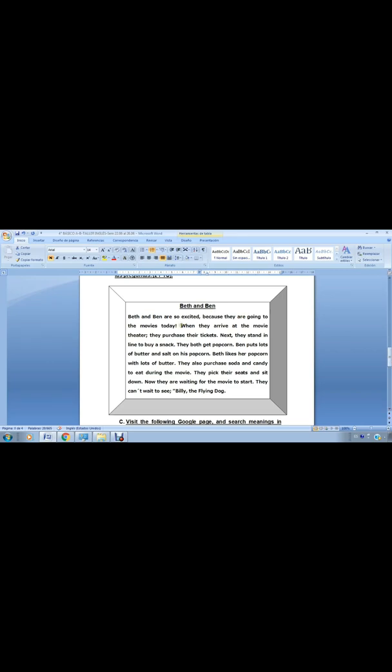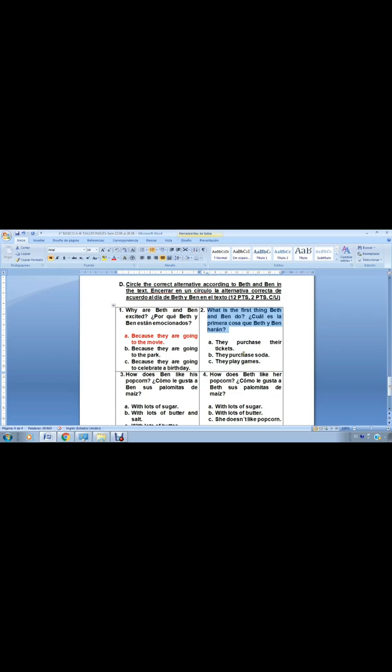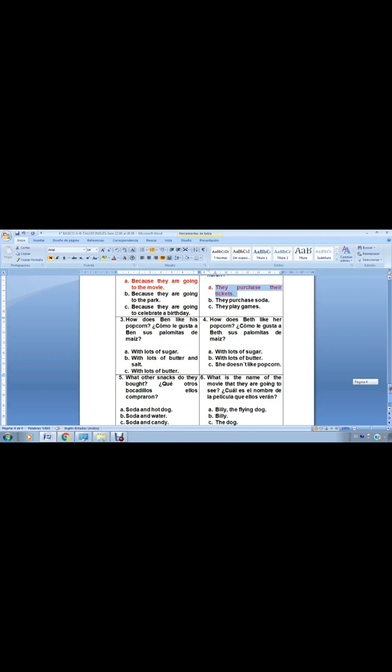Let's see in the text. Vamos a ver en el texto. That says, que dice, when they arrived at the movie theater, they purchased their ticket. So, entonces, the correct answer is letter A. La respuesta correcta es la letra A. Ellos comprarán su ticket o su entrada. Question number 3. Pregunta número 3.